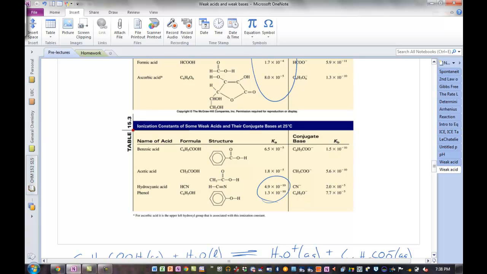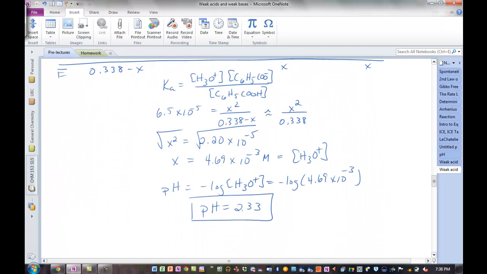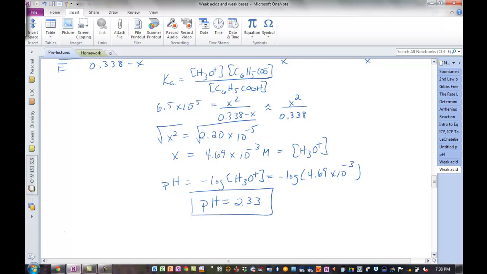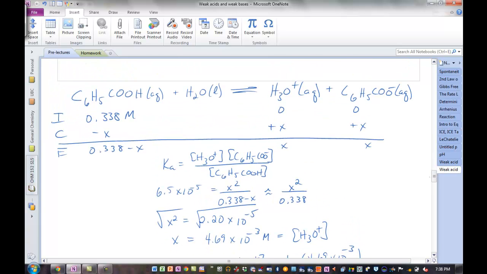The smaller that Ka value, the weaker the acid, the less it ionizes. Okay, so let's look at a problem. I don't have my book with me here at home, but I think you should take a look at examples, if I remember right, 15.7 and 15.8 in the textbook if you want more practice with weak acid problems. But this is a problem we started in class.